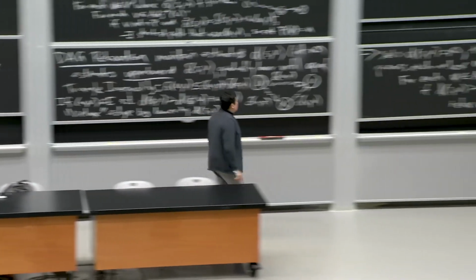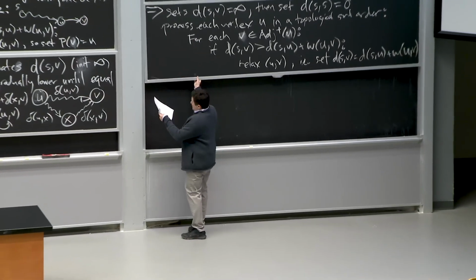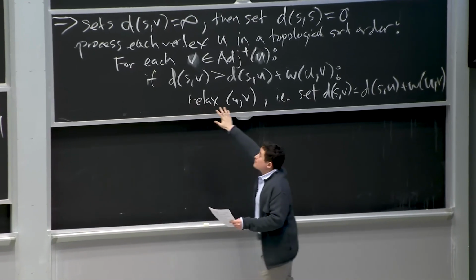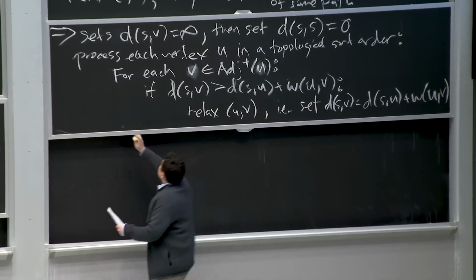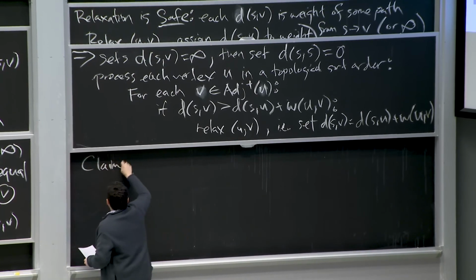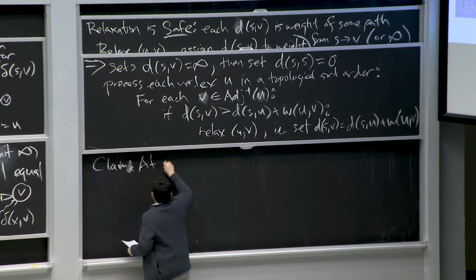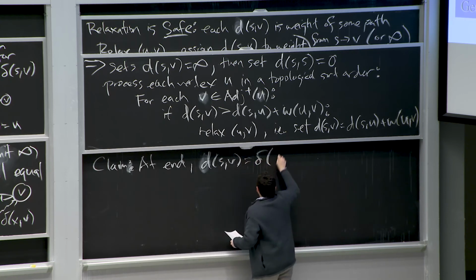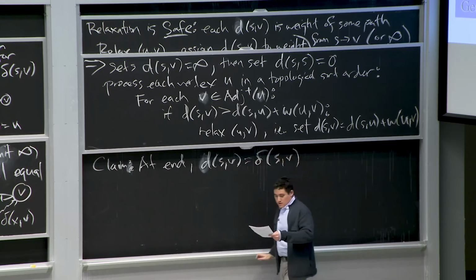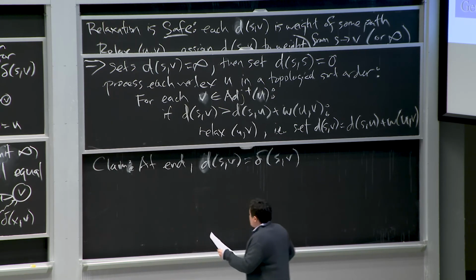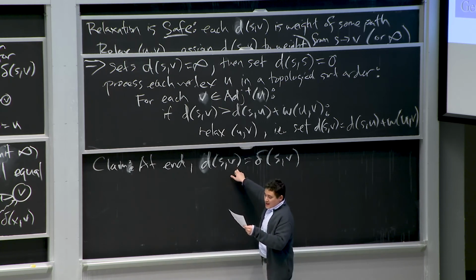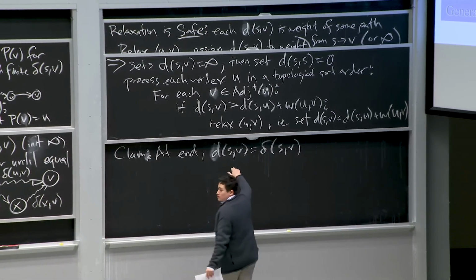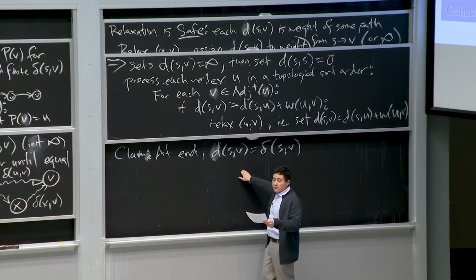Does it actually work? Let's take a look. The claim to you is that at the end of relaxation, in this algorithm, all the estimates equal the shortest path distances. The basic idea here is that if I take the kth vertex in the topological order, assuming that these distances are all correct for the ones before me in the topological order, I can prove it by induction.